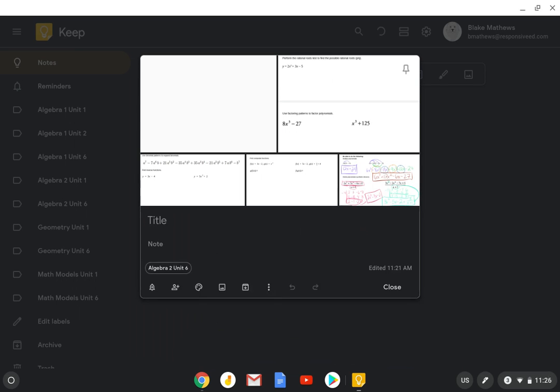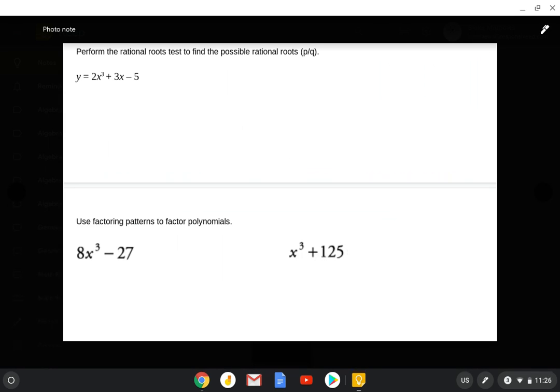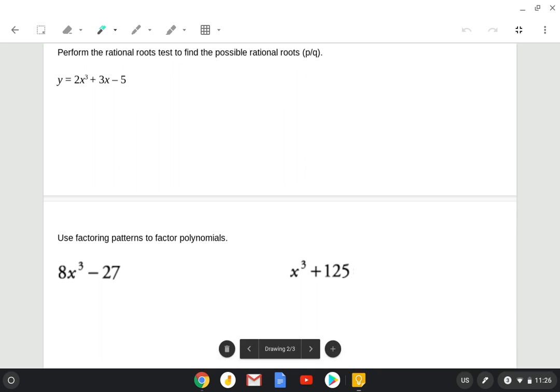Just jump back over here and look at the next set, which is talking about the rational roots test. This was the thing where you had to find the p's and the q's. So remember, rational roots test refers to these p's and q's. The p's are the factors of the constant term, and the q's are the factors of the coefficient of the leading term.